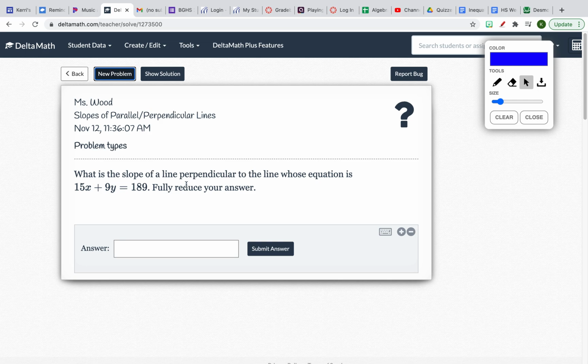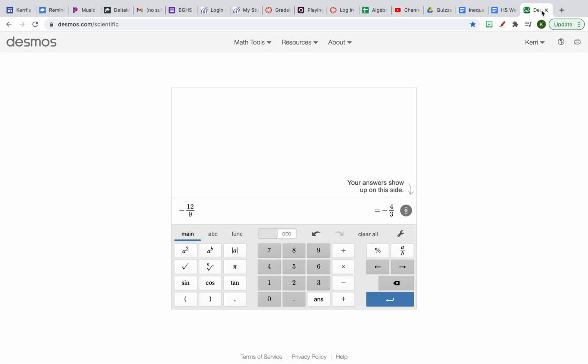Let's make sure we're doing some perpendiculars. So again, I need to put the equation in y equals mx plus b format. So I subtract, so that gives me 9y equals negative 15x plus 189. Divide by 9, divide by 9, divide by 9. I put into Desmos negative 15 divided by 9. It tells me that it's negative 5/3.